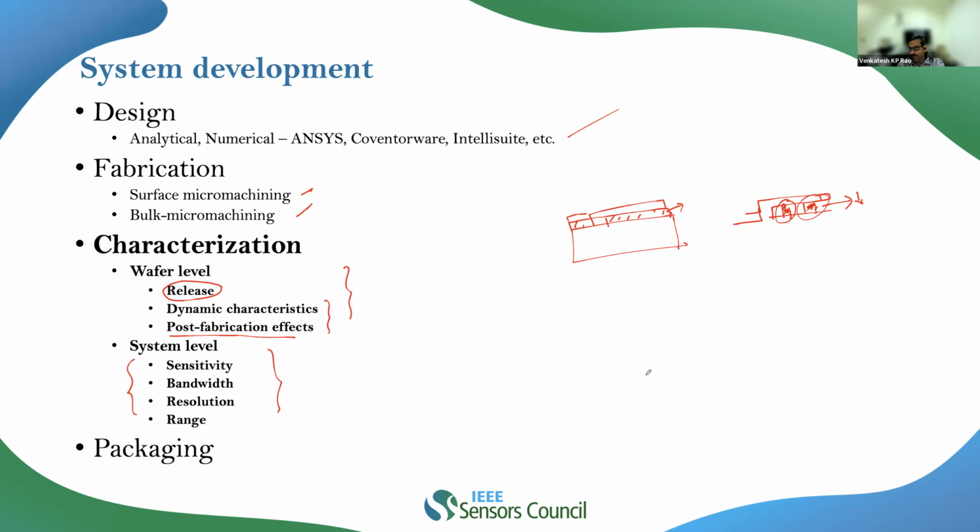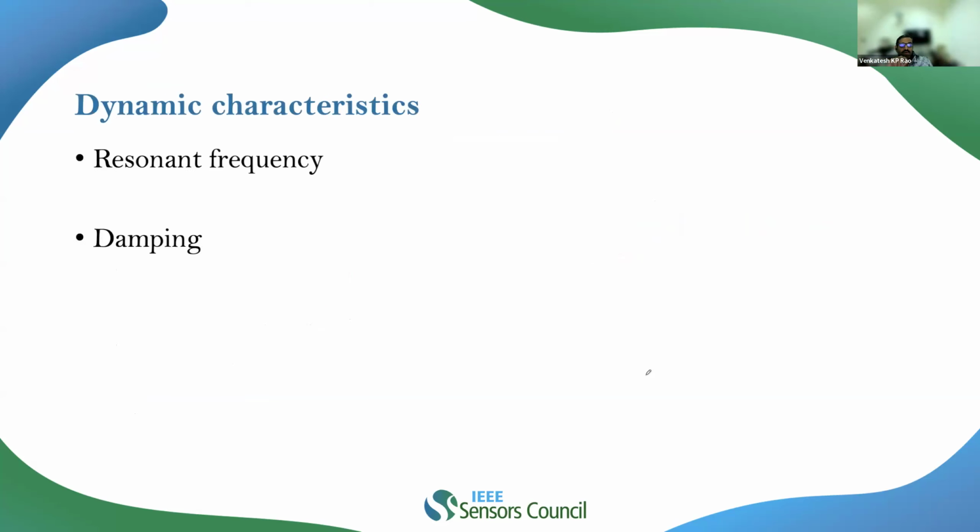Right? So after the wafer level characterization, you can go forward for the packaging and then take it to real use, wherever you want to use it. Now, whenever you take up dynamic characteristics, for example of any dynamic MEMS device, the first and fundamental thing that comes out is the resonant frequency, and damping will dictate the performance characteristics of dynamic MEMS devices, right?